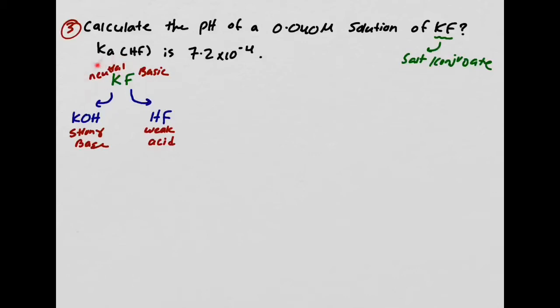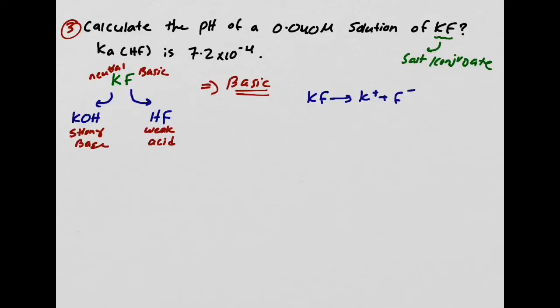So I have a neutral and I have a base. What do you expect the solution to be? You probably expect the solution to be basic. We're going to do the math also, but this is what we are expecting. K is neutral, it's not going to do anything. F minus is what we are after, that is going to be my conjugate base. So I had KF, and KF breaks up completely in water into K plus and F minus.